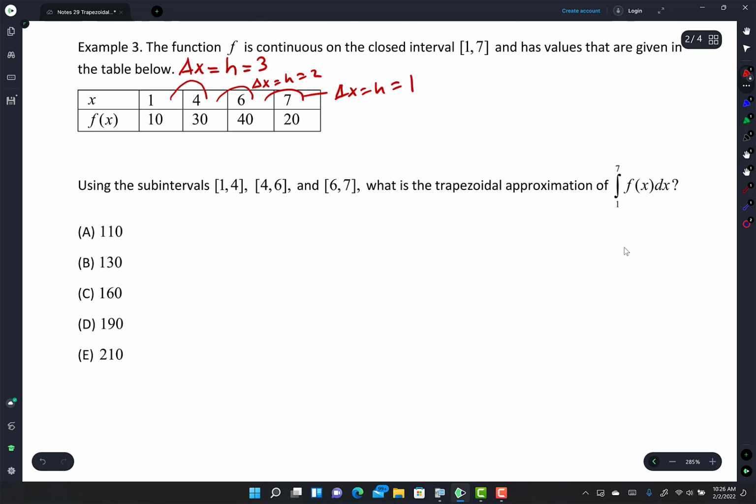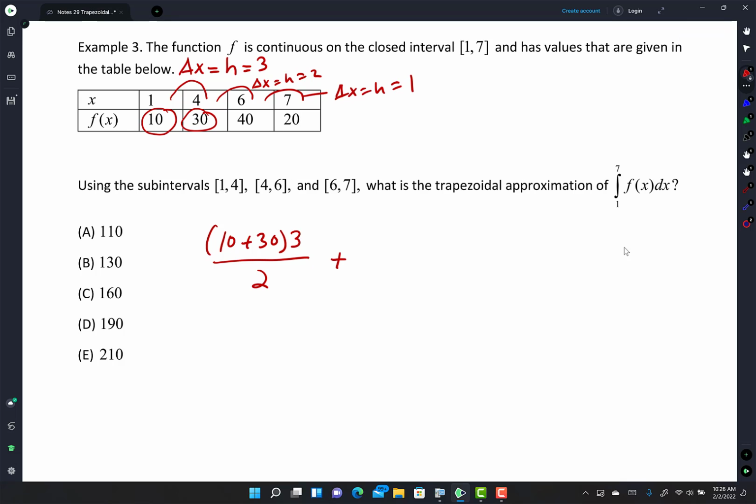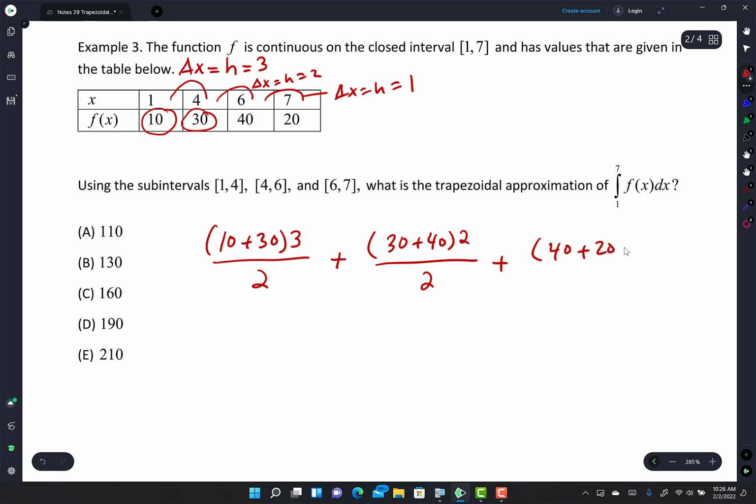So base 1 plus base 2. The y values are your bases. Remember, my trapezoid is aiming upwards. So we're going to go 10 plus 30 times the height, which is 3, divided by 2. There's my first one. Plus, we only have 3 trapezoids, that's why we need 4 points. Plus, what's my first base for the second trapezoid? 30 plus 40, and I'm going to multiply that by the height, which is 2, divided by 2, plus the next one: 40 plus 20 times 1 divided by 2.